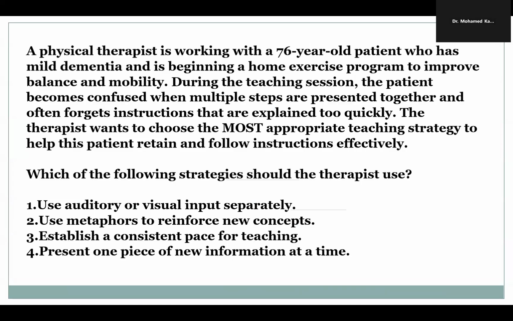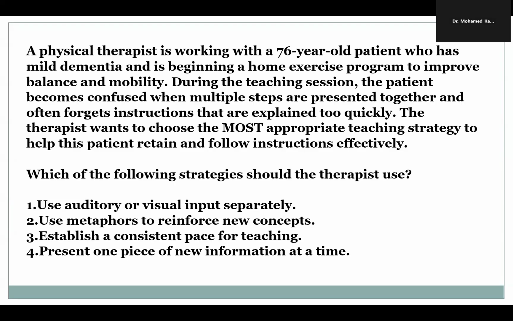The question says a physical therapist is working with a 76-year-old patient, quite old, who has mild dementia and is beginning a home exercise program to improve balance and mobility. So we have two things here. The patient has a problem with balance and mobility, some physical problem, but at the same time, the patient has mild dementia, which will affect our physical therapy training or intervention for sure.